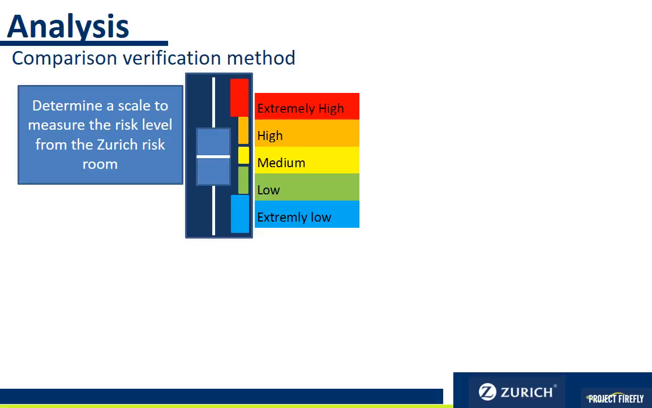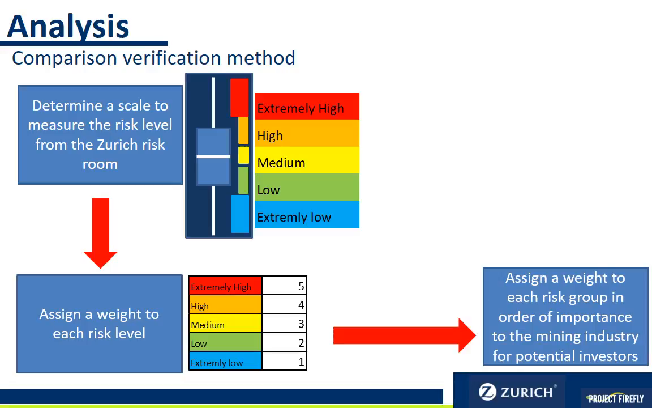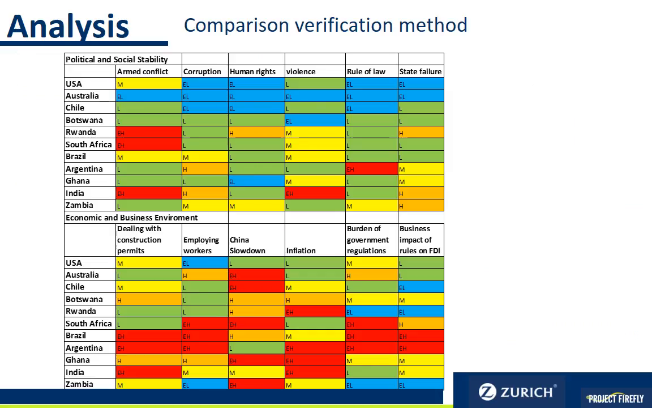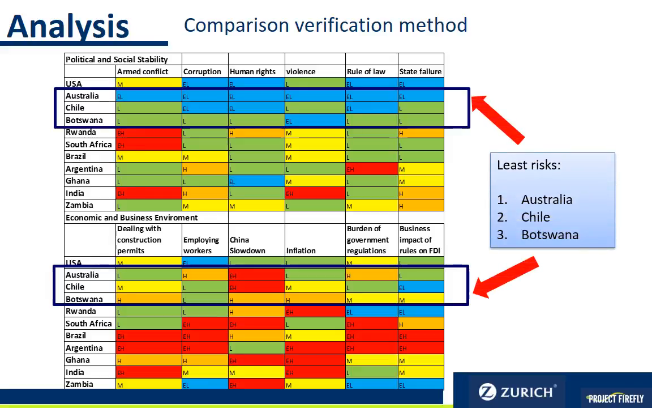First, a scale was developed to measure the risk level on the box and whisker diagrams from the Zurich Risk Room. To assign a quantitative value to each risk for analysis, weights were assigned to each level of risk, as can be seen on the slide, and to each risk group. Finally, the risk of each country is calculated and displayed on the histogram. The slide is a representation of the method we use to assign weights to each risk factor from the different countries. As we can see, Australia, Chile, and Botswana have the lowest risk overall.